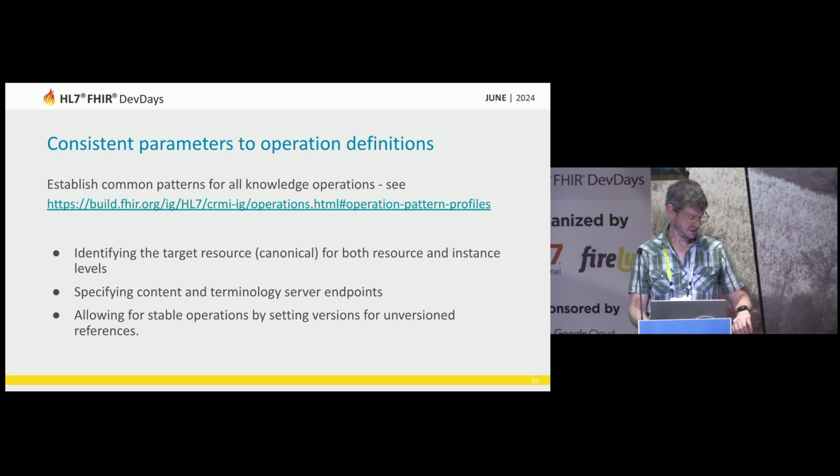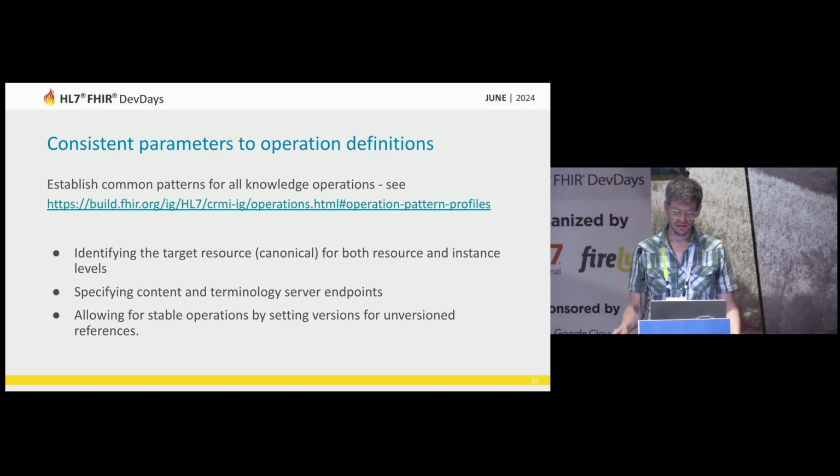Let's see. I'm switching gears. I mentioned at the beginning there's a lot of knowledge operations, and what we tried to do is create some patterns. When we are calling an operation on a knowledge artifact, how do we identify the knowledge artifact? Do we want to spell it URL or resource URL, camel-cased, or with a dash in it, and so on.